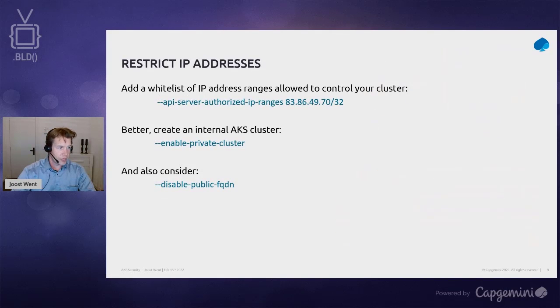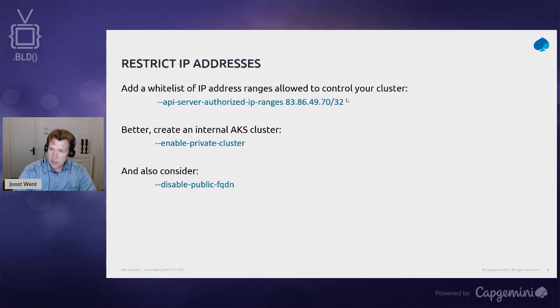There are a couple of options for that. The easiest option is to set an authorized IP range list of IP address ranges who can control that cluster. In this case, it is my own private IP address, so it's a /32 range. In case it is your office, it might be one of your outgoing IP addresses. You can even add more ranges if you have multiple offices or multiple departments who have different outgoing IP addresses.